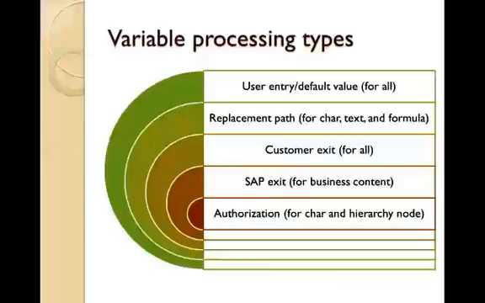One processing type I like to talk more about, though, is the first one, which is user entry / default value, which is available to all types of variables, and is also the most common type of processing. That means that when the query is run, the user needs to enter something. Going back to my example, the user will enter the quarter number, again, Q1 or Q2 or Q3, whatever. Then the query will take that value and retrieve the data based on the proper quarter.